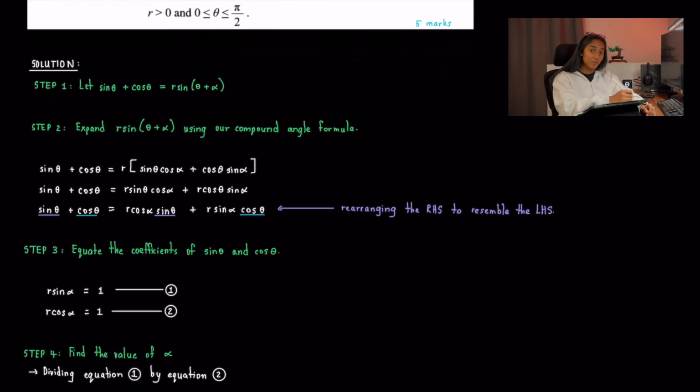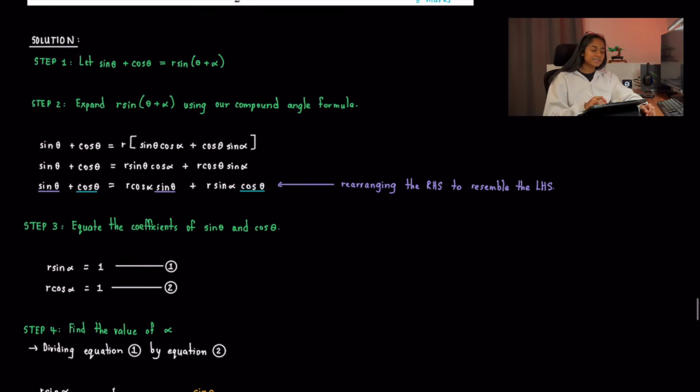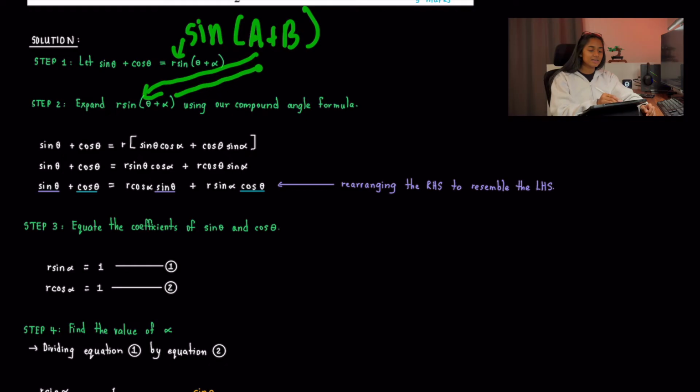Step 1 is to let this equal the form given. Again, we don't need to choose because it's already given to us. So again, we got lucky. Step 2, we expand using the compound angle formula. We need to choose the right one. This is sine, so we're going to use the one for sine, A plus B. In this case, A is theta, and B is going to be alpha.